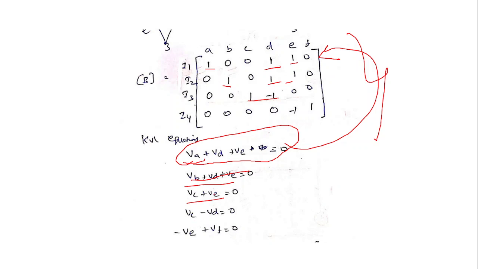So this is supposed to be VC minus VD. The last one is minus VE plus VF equal to 0. So we are writing based on this tie set matrix. I am writing all the KVL equations.